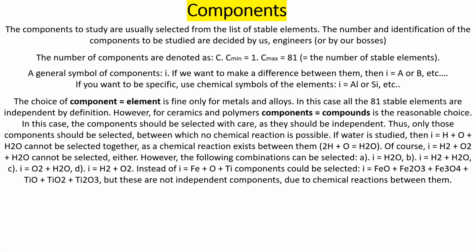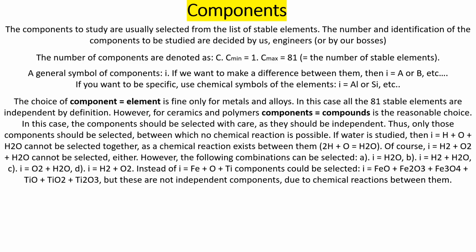Now it should be understood that our simplest choice, that the component is equivalent to an element, is fine only for those people who want to study metals and alloys. In this case, the 81 stable elements are actually independent by definition. And this is so because, you remember, in material science engineering we don't touch the nuclei. Therefore, we don't make any nuclear reaction, so the elements are given to us, we never change them.